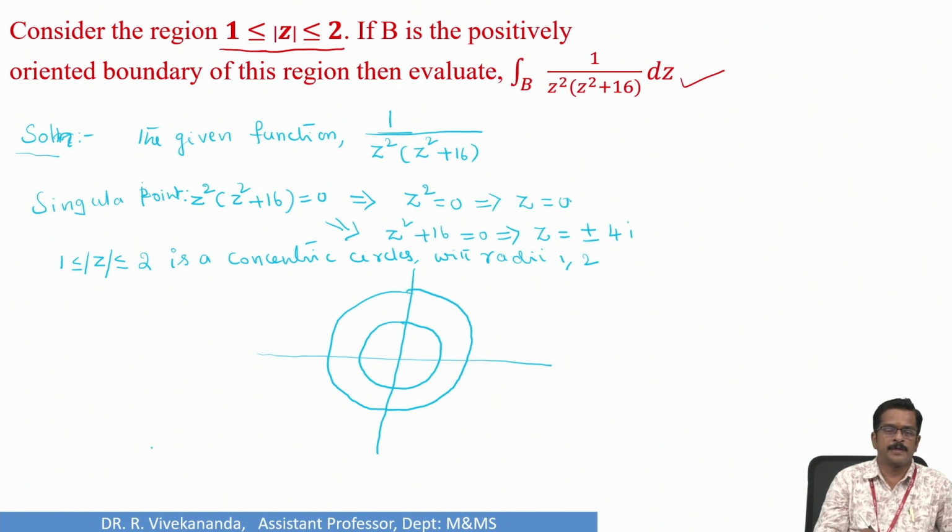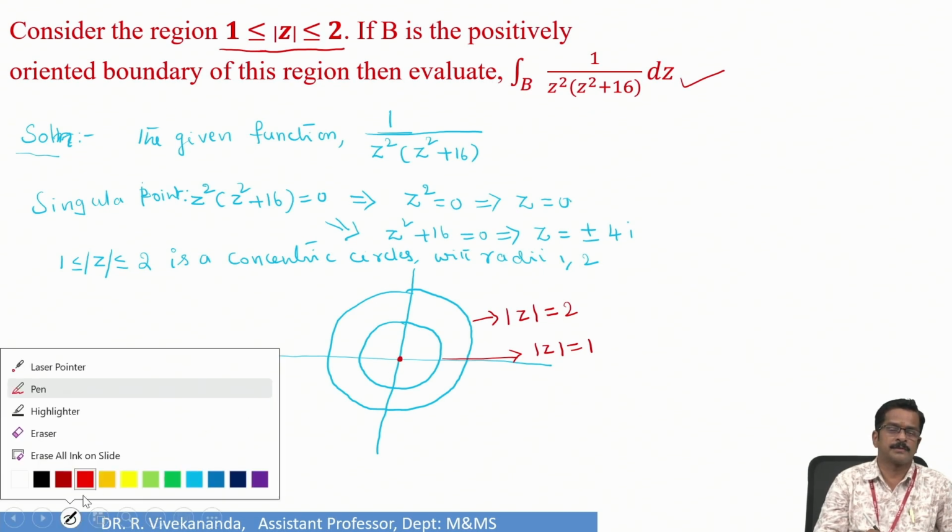Okay, so here this is a circle with radius 2 units, and this is a circle with radius 1 unit. This is the center of the concentric circles, that is the origin. The origin is the center of the concentric circles.